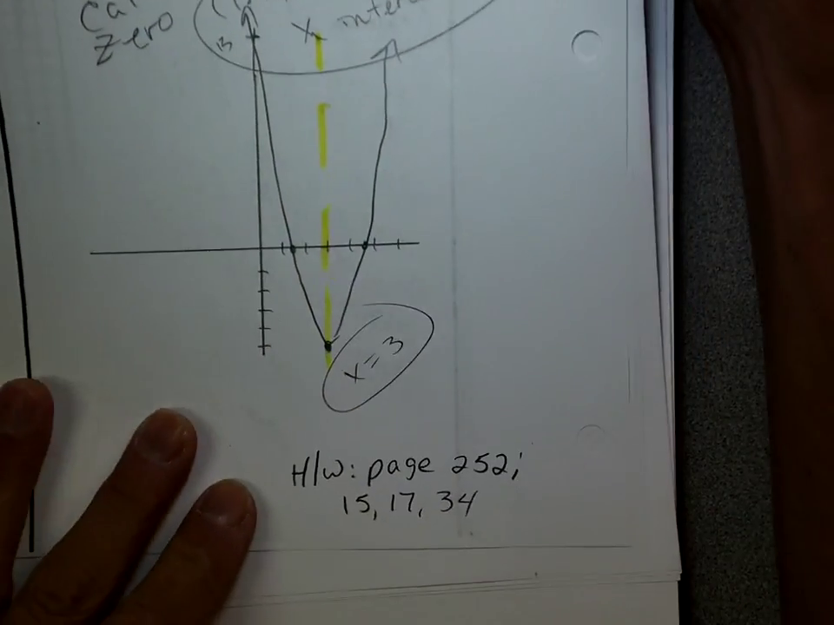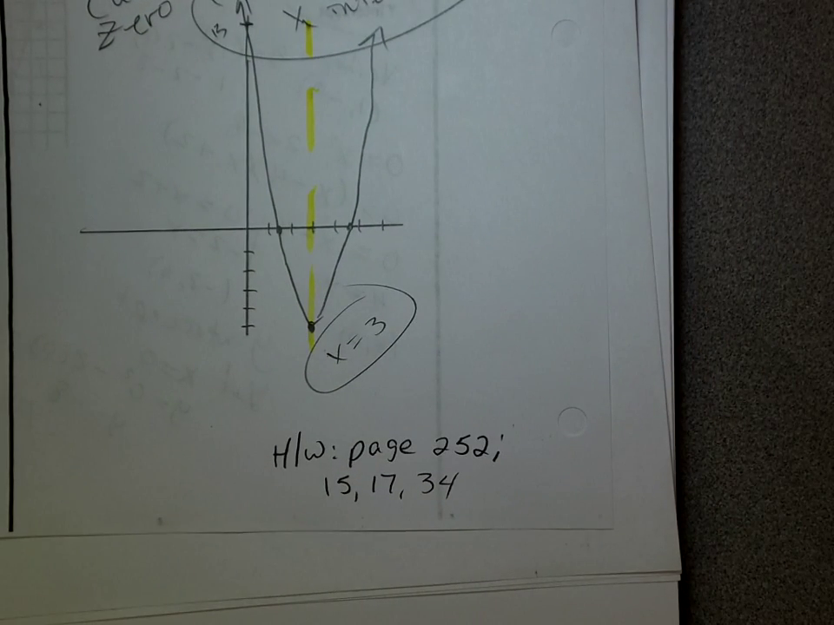Okay, homework, just 3 problems, 15, 17, 34. You can work on your bottle rockets as well, but this needs to be done.